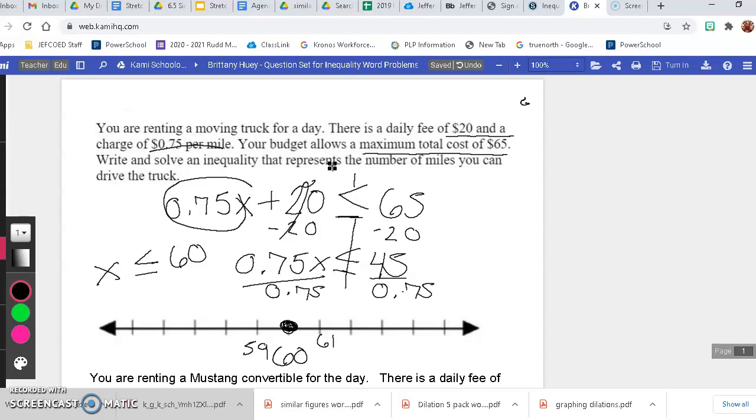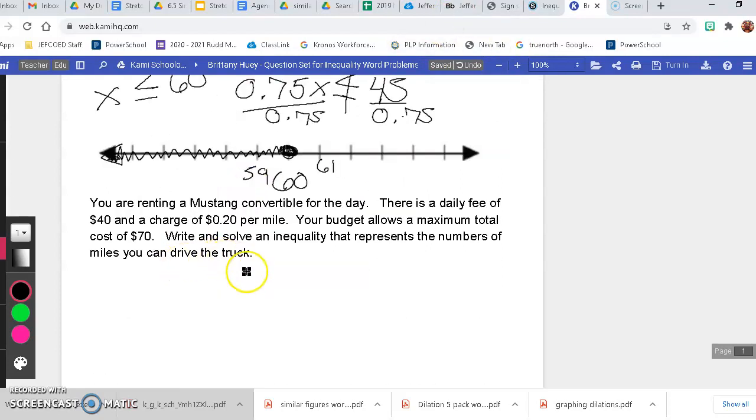Now, what values for x are going to be less than 60? That's right, 59 and all these numbers that come afterwards. And that's all you do for today. So let's look at the next one.